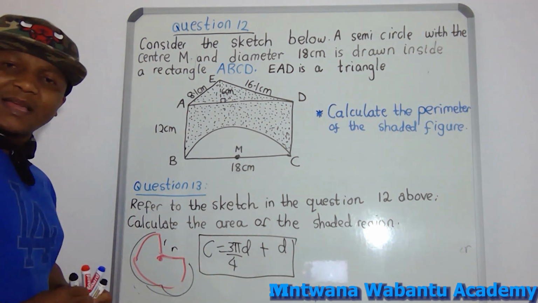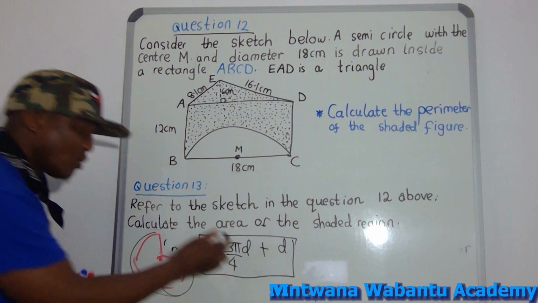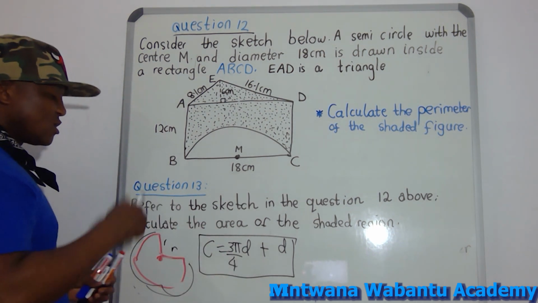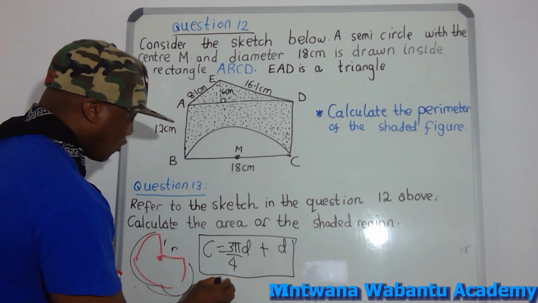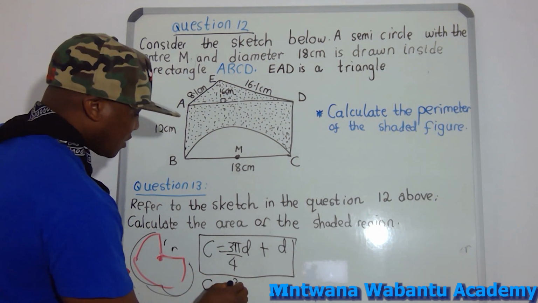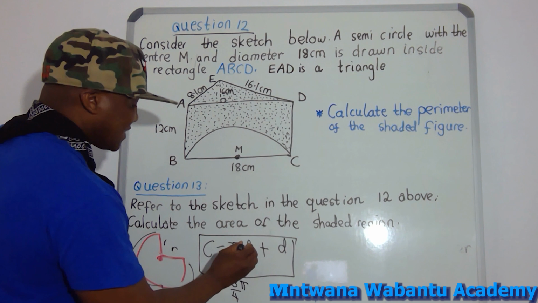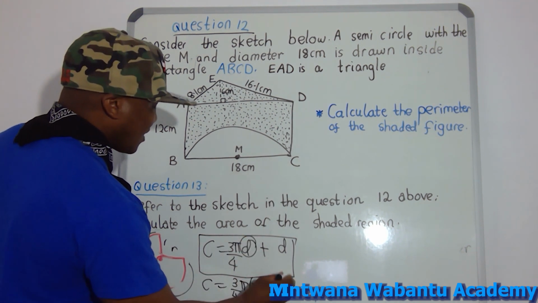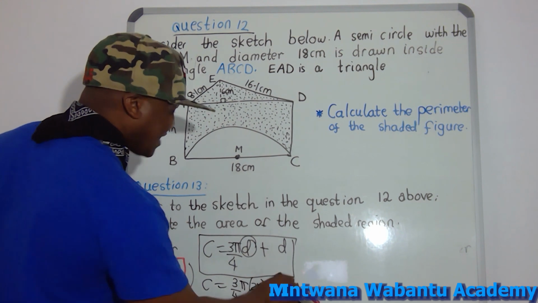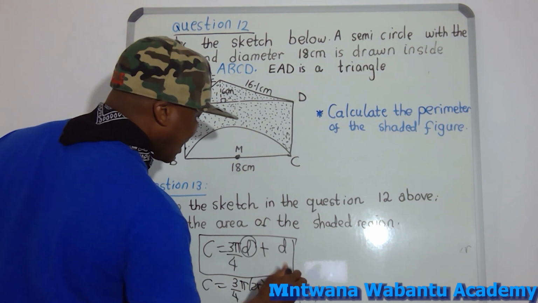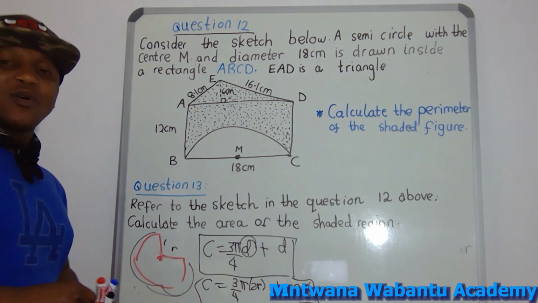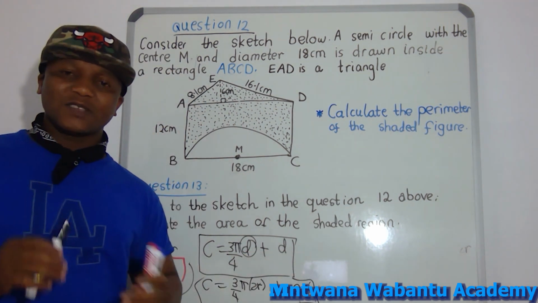If you don't want to write it like that, you can eliminate this d. What is the meaning of d? D means 2r. So we say circumference equals 3/4 of pi, and instead of diameter I can say 2 radius, and then plus 2r, because we don't want diameter here. Instead of diameter, I can say 2 radius. So now we know how to find the circumference of any cycle.